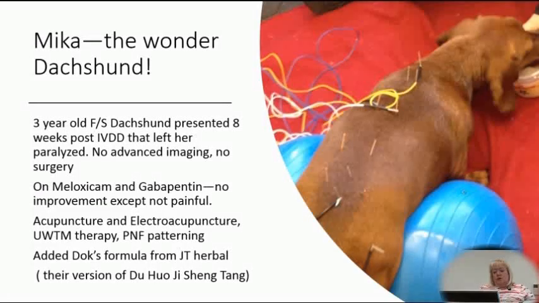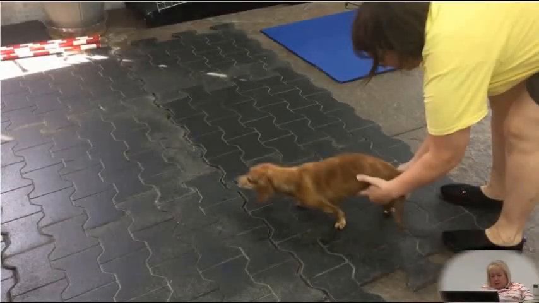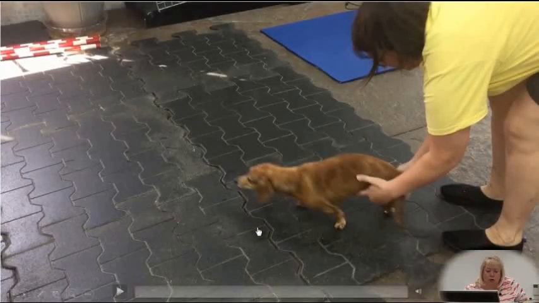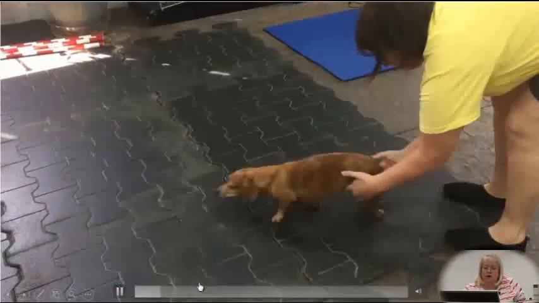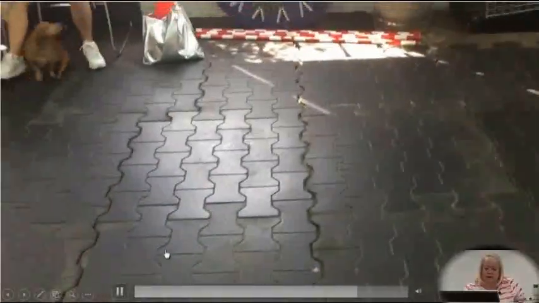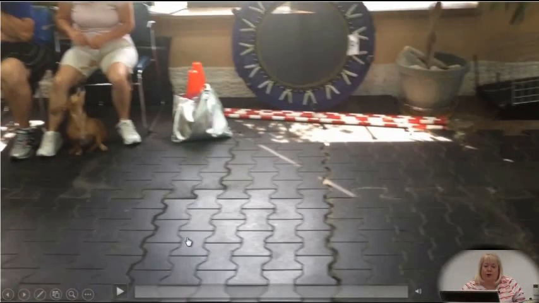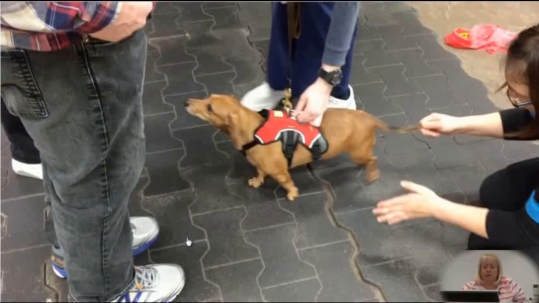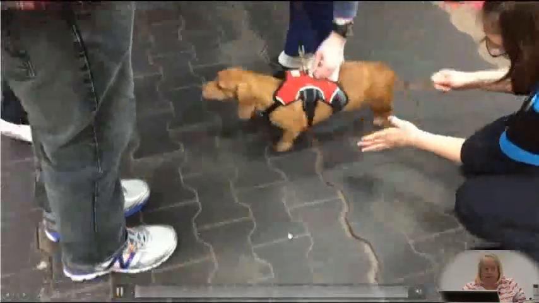And I think we've seen her before, but here she is recovering. There she's going, she's walking. So they were pretty happy with this, but I really like this particular formula for dachshunds. Here we are. She's trying to walk, pinching her tail, getting her to move along.